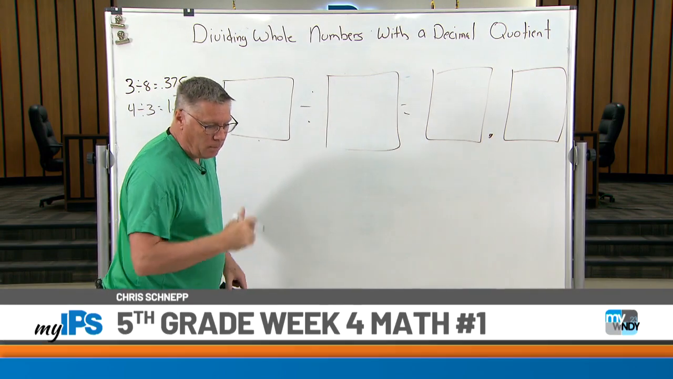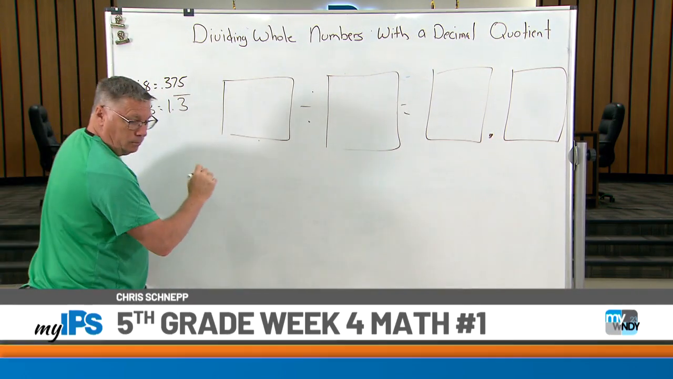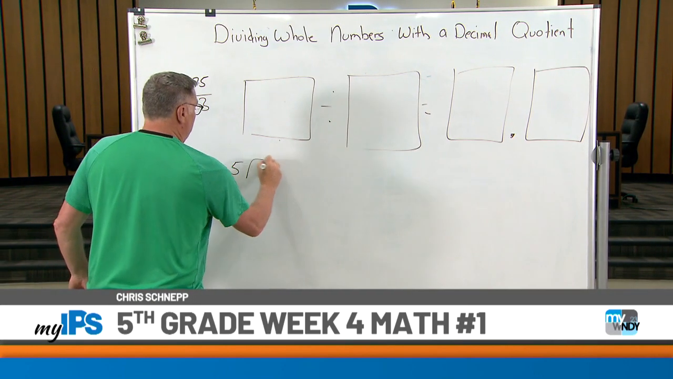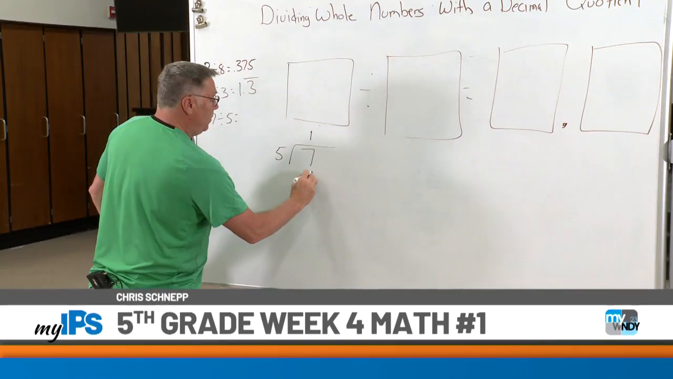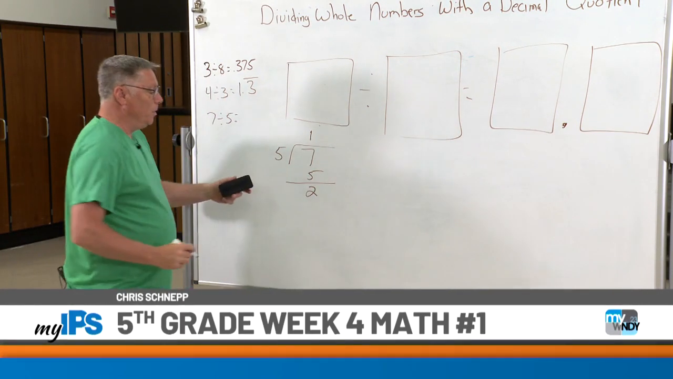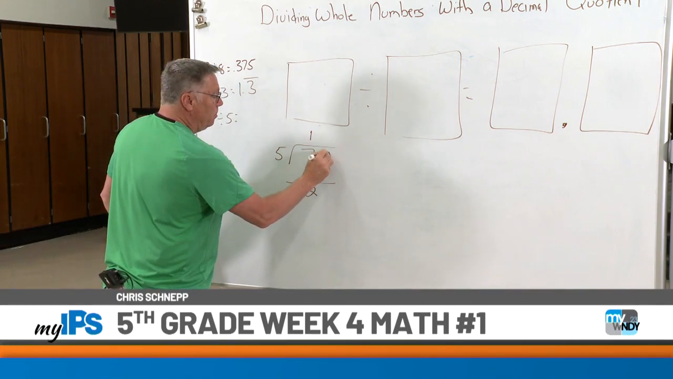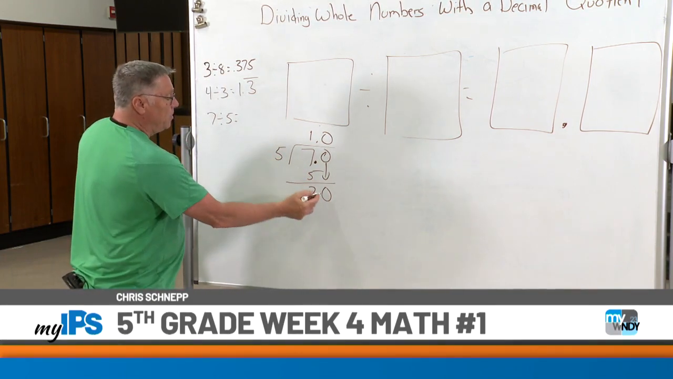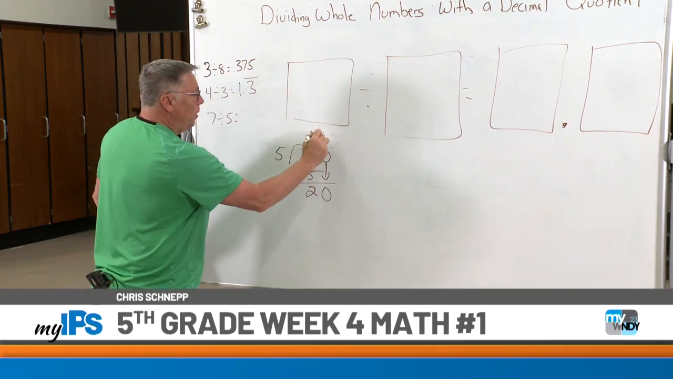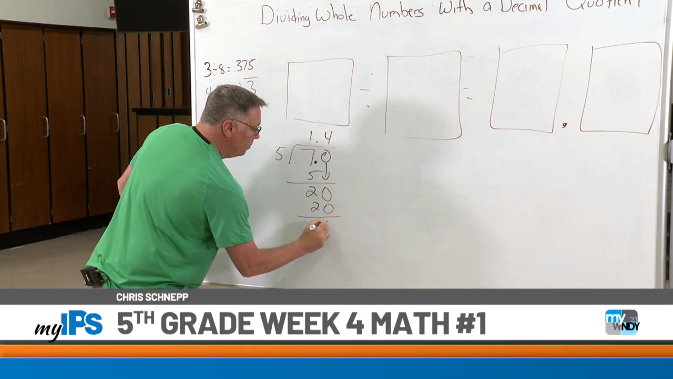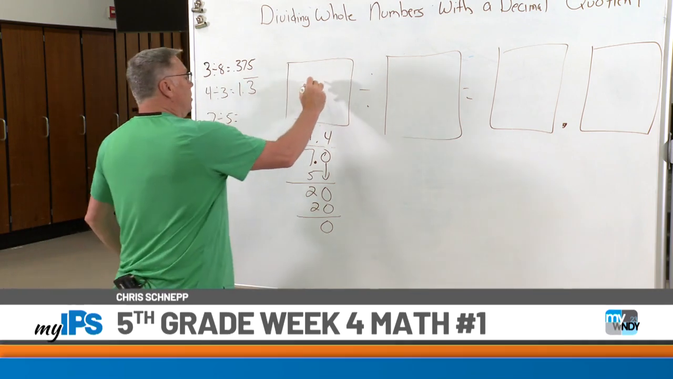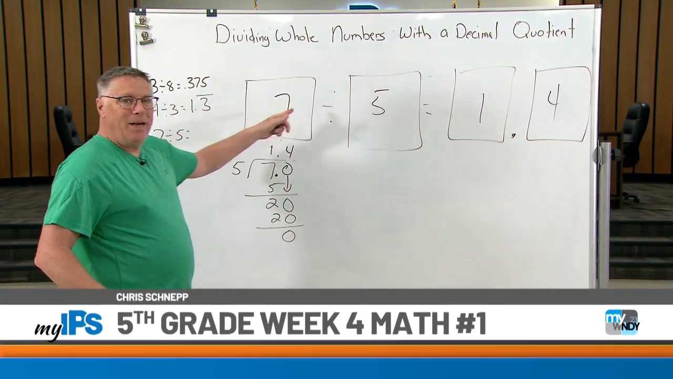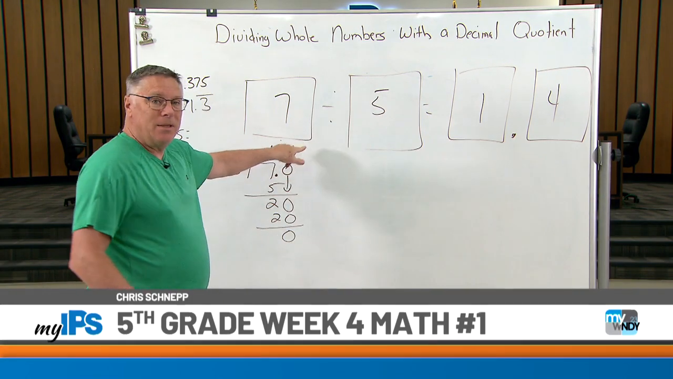Let's try 7 divided by 5. 5 goes into 7 one time. That's 5. That leaves 2. Once again, 5 can't go into 2, so we have to add our 0 and bring it down. 5 goes into 20 4 times. 5 times 4 is 20. Oh, we might have something here. So 7 divided by 5 equals 1 and 4 tenths. I think we've got it. We got a different number in each box. We stop at the tenths place.